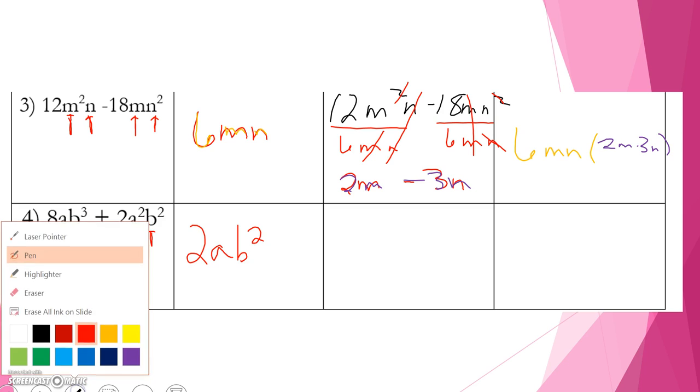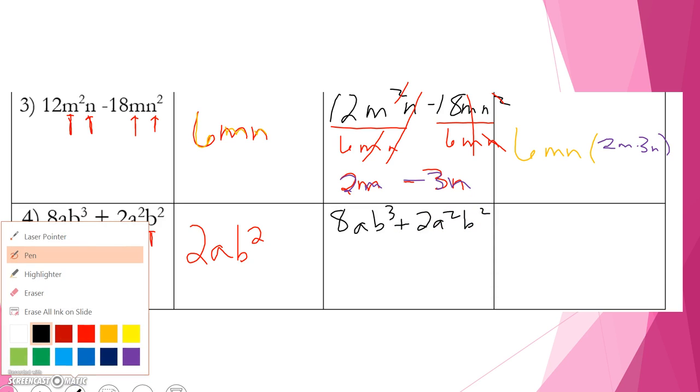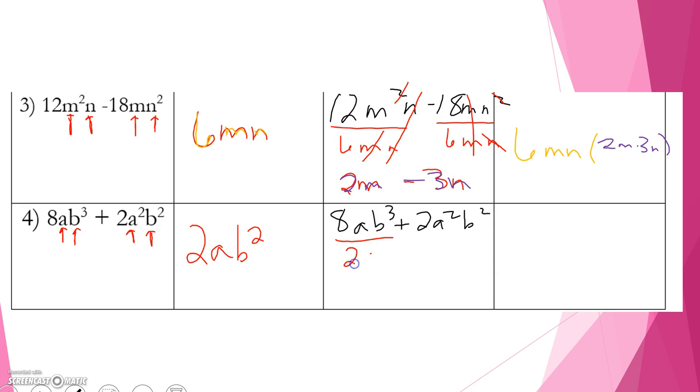I will take the original problem, and I will divide both of them by the GCF. So 8 divided by 2 is 4. The a's cancel. The b's, I have 2 down here and 3 up here, so we'll be left with 1. The next one, the 2's cancel. The a cancels, leaving us with 1 up top.